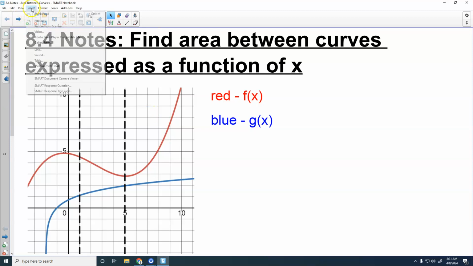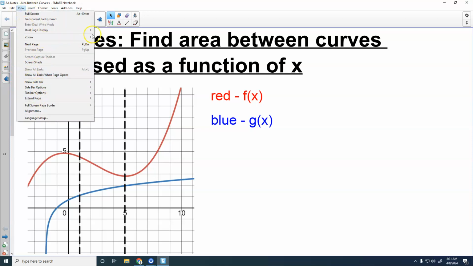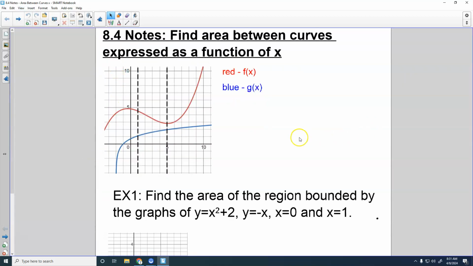Area between the curves. Today, everything's going to be as a function of x, but we will also have to look at this as a function of y as well. On this first slide, I have a red function, which is my f of x, and a blue function, which is my g of x.